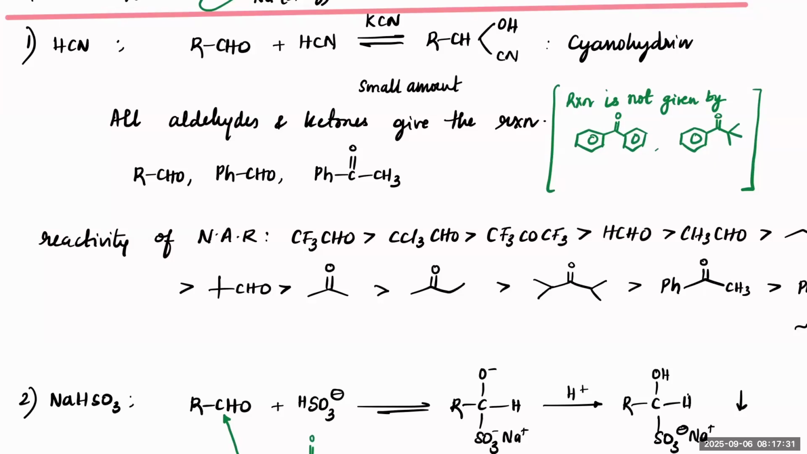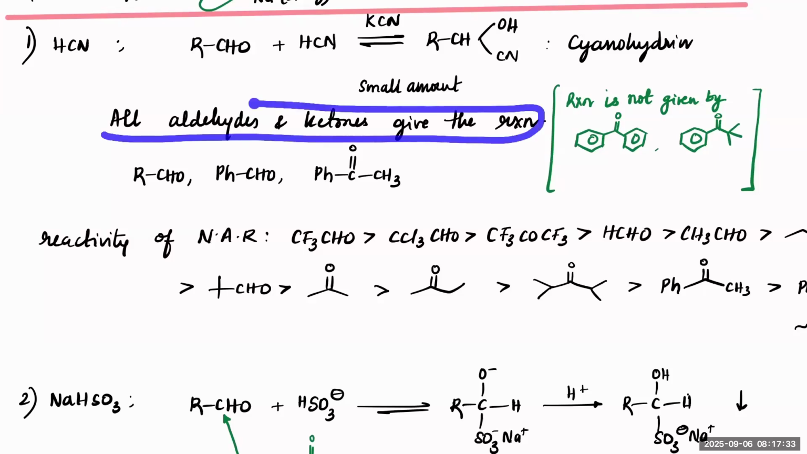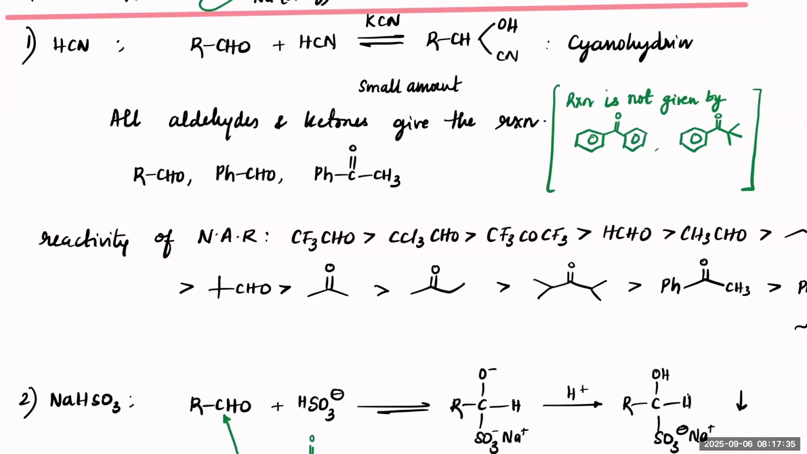All aldehydes and ketones give the reaction, such as RCHO, PhCHO, and ketones like the one with C double bond O. That means all aldehydes, all ketones. There are certain ketones which do not give this reaction, including diphenyl ketone and phenyl with this one. Now here is something you need to learn. What were the two factors which decided the reactivity here? One is the crowding. The second one is the delta positive charge on carbon.